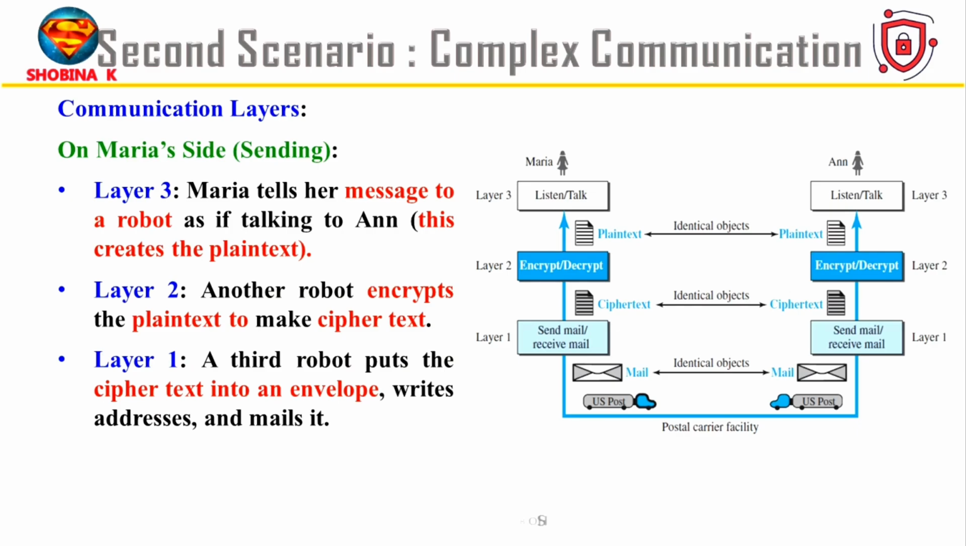And if we need to handle writing, encrypting and mailing, how many different jobs is that? It needs 3 different jobs. Therefore, we need 3 layers. Communication happens in 3 layers. Now let's assume that Anne and Maria each have 3 robots that can perform the task at each layer. Let's assume Maria sends the first letter.